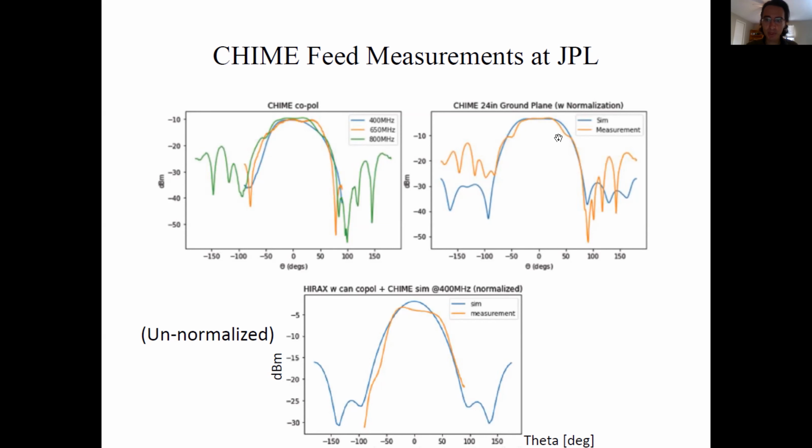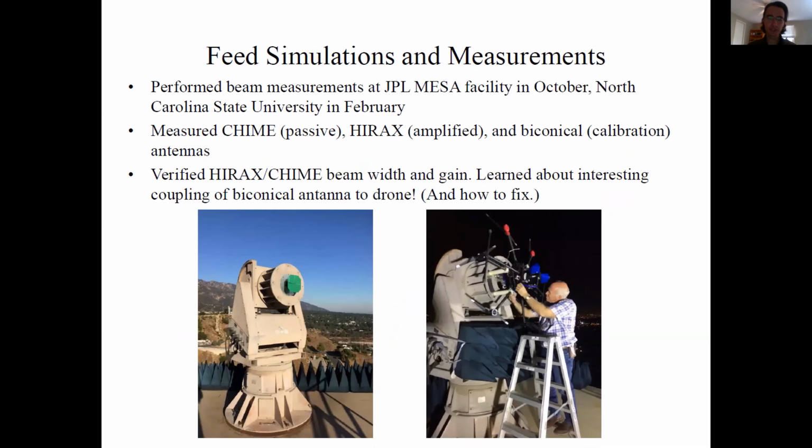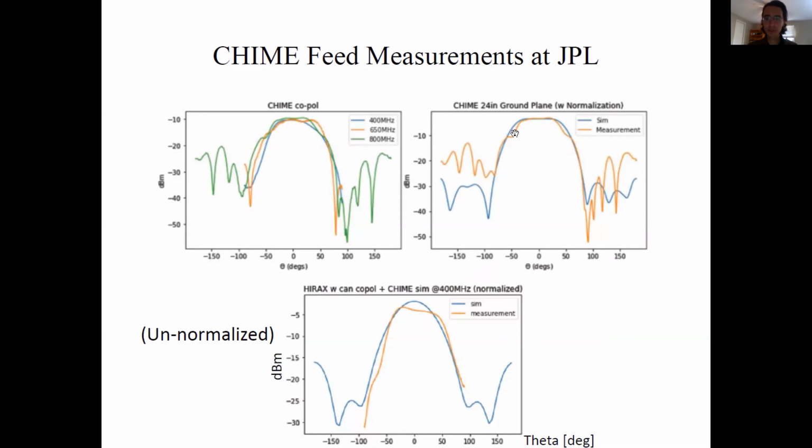In the top right plot, the widening of the top of the beam is because of this large ground plane that there is behind the feed that you can see in the photo on the left, the previous slide. And we were also predicting that the kind of shelf structure in the orange line in the measurements on the sides was also due to the range. But modulo those kind of range effects, the agreement was quite good.